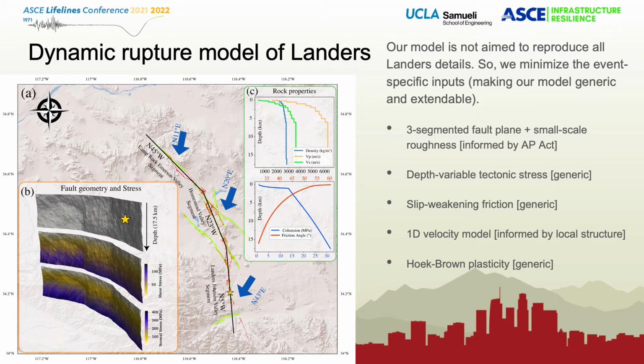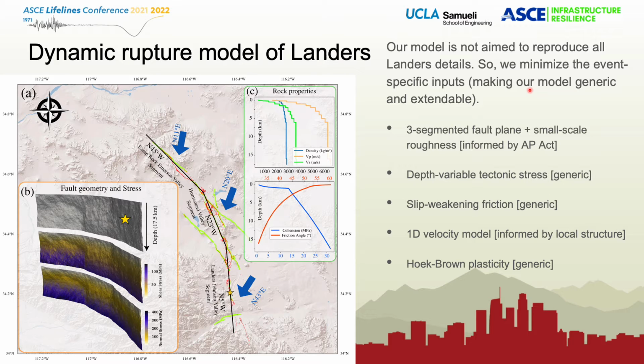To generate the physics-based fault displacement, particularly the missed off-fault part, we initiate our dynamic rupture model. To be useful in informing PFDA modeling, our model is not aimed to reproduce all details of the Landers earthquake, but makes it general enough to capture the key features of fault displacement. Thus, it makes our model more generic and extendable.